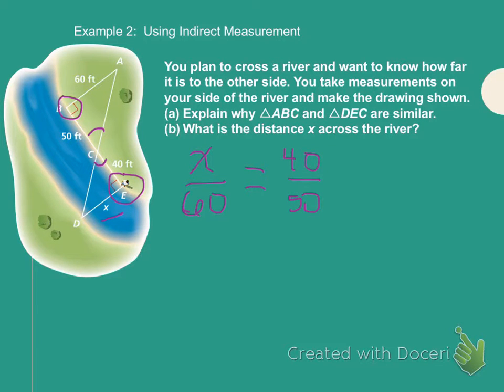Well, we're going to cross multiply. I'm going to go ahead and simplify this as 4 over 5. So I'm going to end up with 5x is equal to 240. We're going to divide by 5 and find that x is equal to 48. And that's going to be feet. So the distance across the river is actually going to be 48 feet.